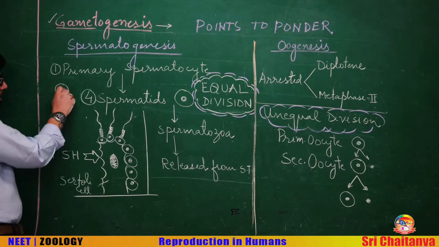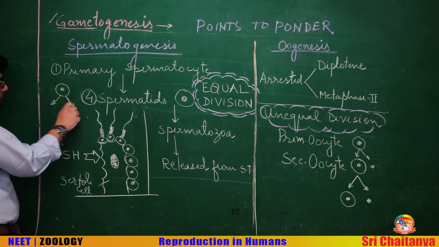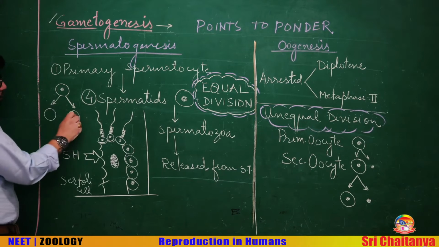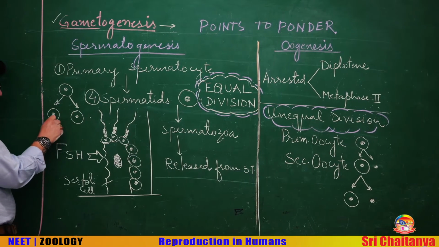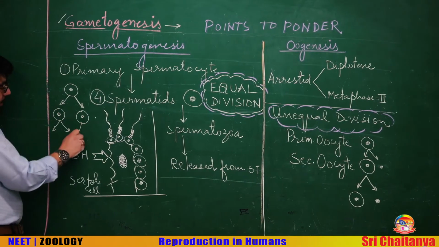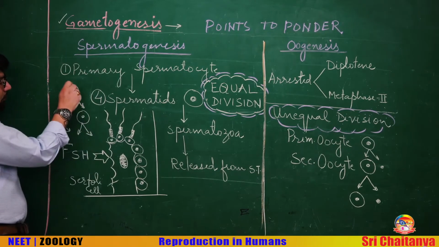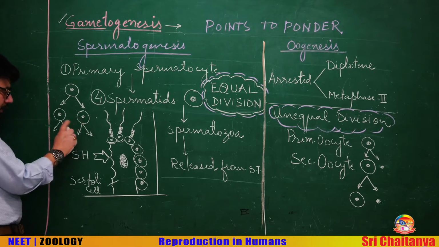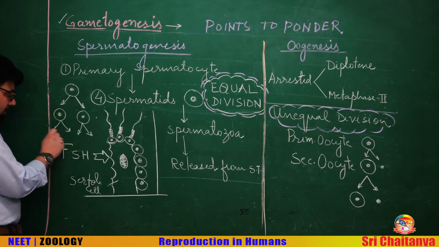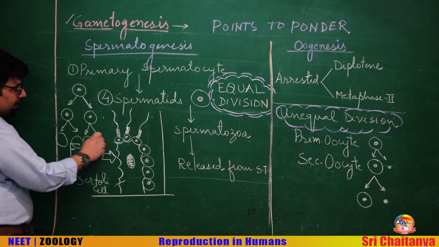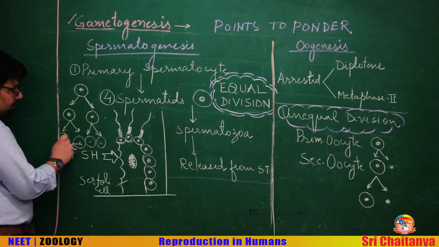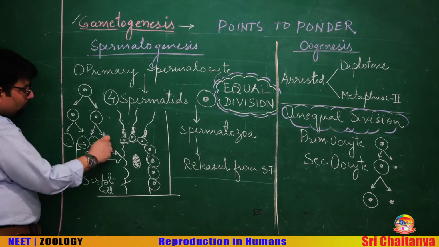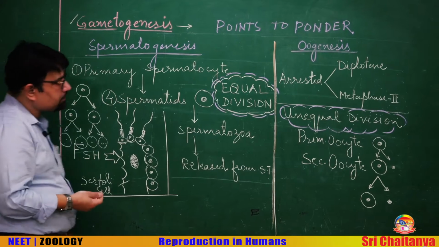Here, one primary spermatocyte will give rise to 4 spermatids. How? This is an equal division. Starting from one primary spermatocyte, it will give rise to 2 secondary spermatocytes, and each secondary spermatocyte will form spermatids. So from 1 we get 4, and it is an equal division.